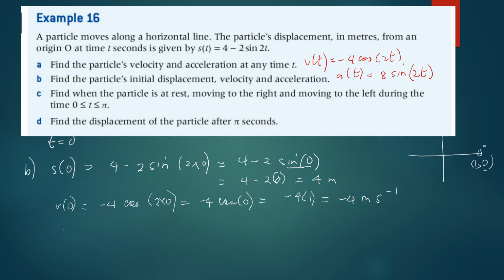Now for acceleration, a of 0, we have 8 sine 2 times 0, which is 0. And then we have 8 times sine 0. What is sine 0? Sine 0 degree, this is cosine, and this is your sine. So sine of 0 degree is 0. Therefore, our acceleration is 0 meters per second squared. Okay, we'll do letter C in the next slide.